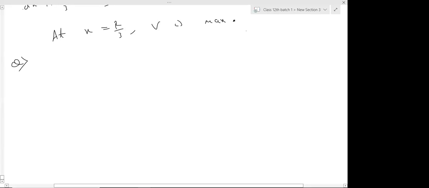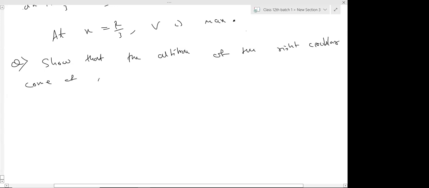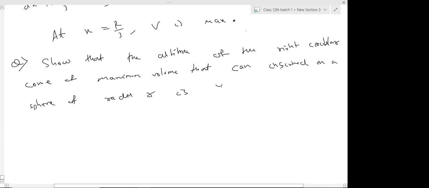Just give me a second. All right. Show that the altitude of the right circular cone of maximum volume that can be inscribed in a sphere of radius r is 4r by 3. All right. Please try to solve this question by yourself. Exactly similar question.